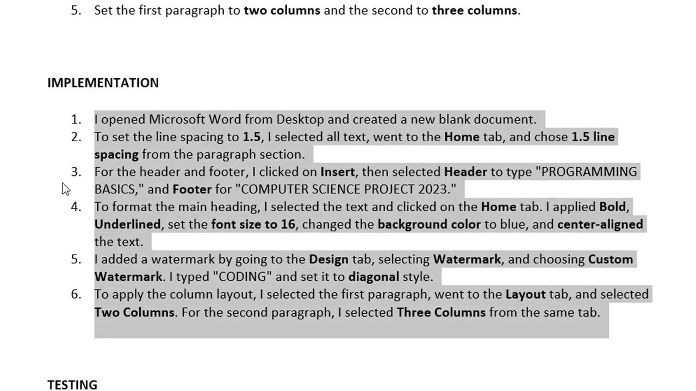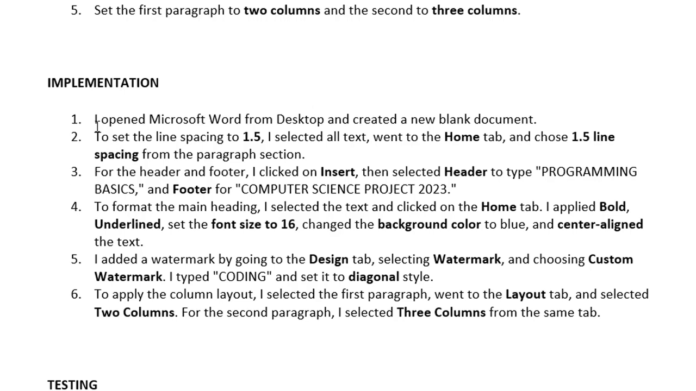For example, you see, number one, what did I do at number one? I opened Microsoft Word from my desktop. It's what we did. Microsoft Word is on the desktop. We just opened it and created a blank document. So this is what we did. After that, the next thing was to set line spacing to 1.5.